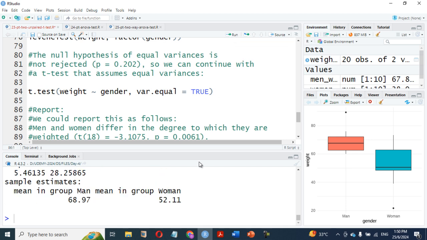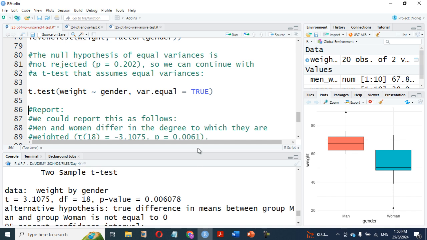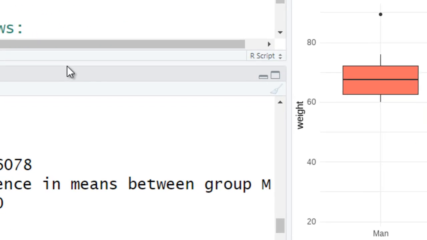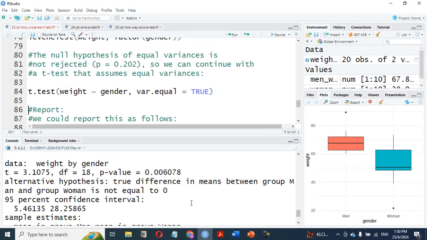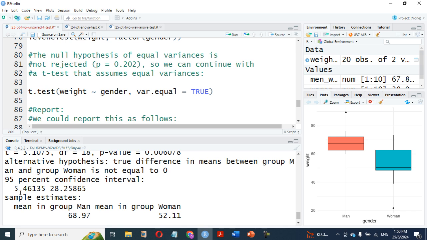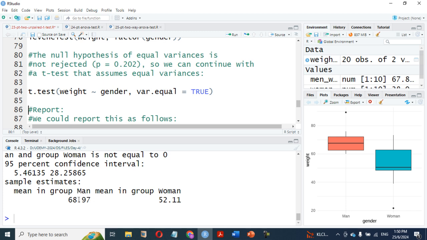So let's run. Now you can see we are having a two sample t-test. We have t equals to this, degrees of freedom equals to this, and p-value equal to 0.006, which is significant, less than 0.05. Alternative hypothesis: true difference in means between group man and group woman is not equal to 0. You have the lower and upper bounds of the confidence interval. The sample estimate for mean of man is 68.9, and for woman 52.